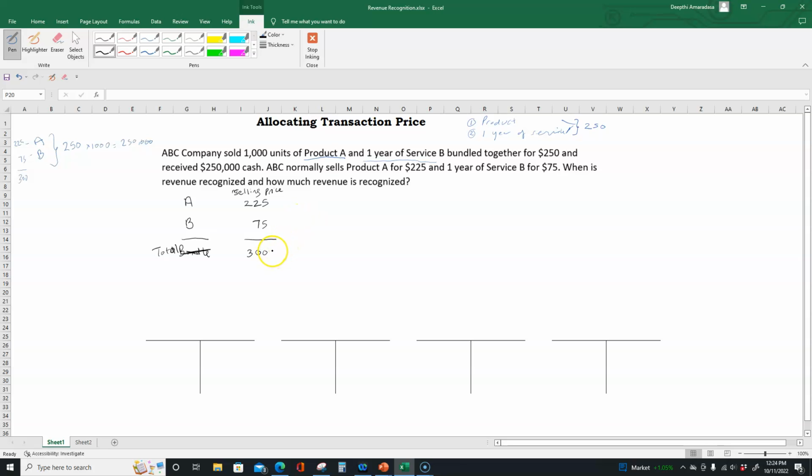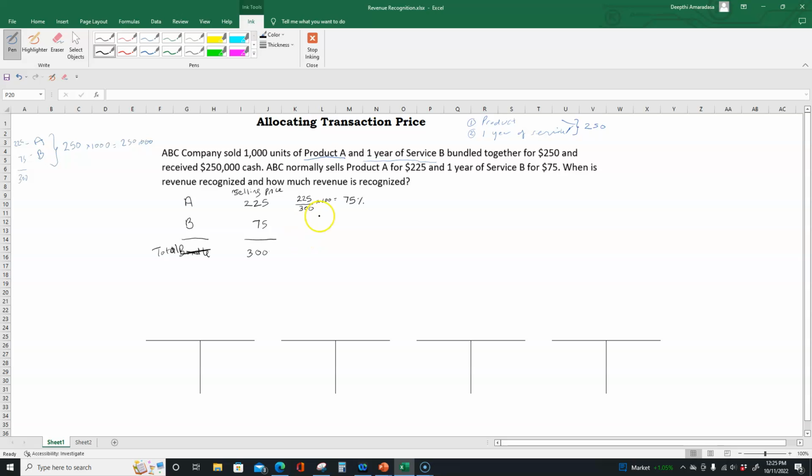So we're trying to figure out what is the proportion of A in relation to the total and what's the proportion of B in relation to the total. To do that, you start with A's price, 225, divided by 300, and you multiply that by 100 to come up with the percentage, and you find that A is 75% of the total of A and B.